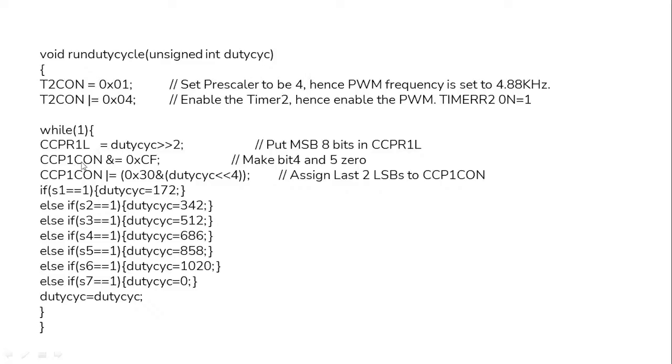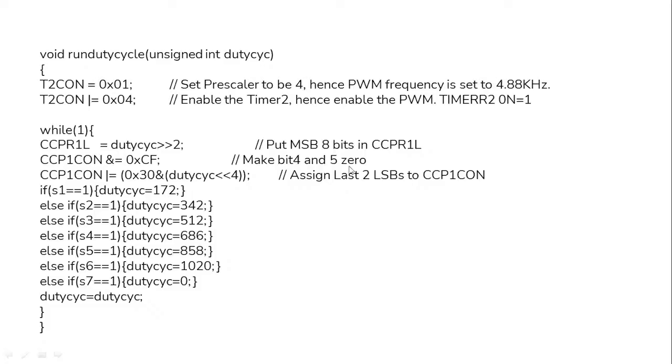So CCPR1L takes the MSB 8 bits, because it's an 8-bit register. CCPR1L is an 8-bit register, whereas the duty cycle is 10 bits. So I shift right by 2 and load only the MSB 8 bits, leaving the last two LSB bits. I put only the MSB 8 bits in CCPR1L.